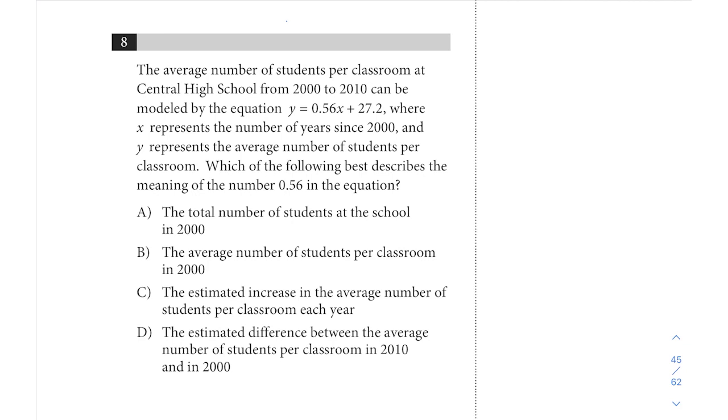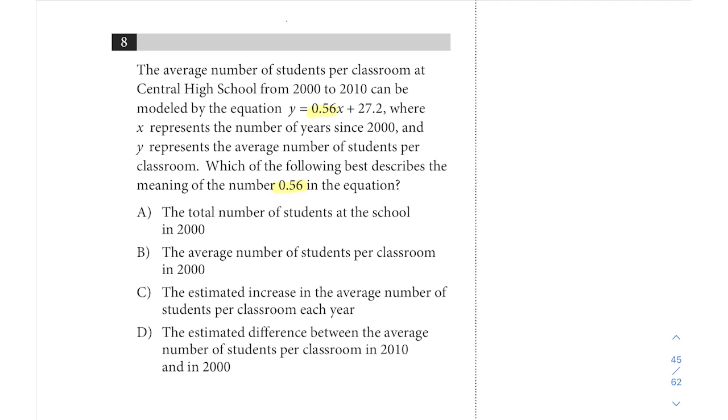So here it reads, the average number of students per classroom at Central High School from 2000 to 2010 can be modeled by the equation y equals 0.56x plus 27.2, where x represents the number of years since 2000 and y represents the average number of students per classroom. Which of the following best describes the meaning of the number 0.56 in the equation?